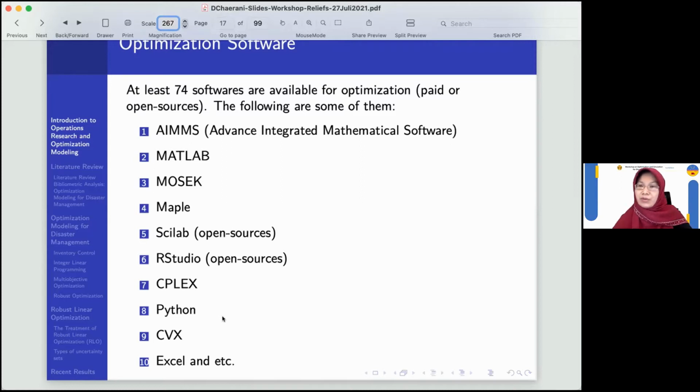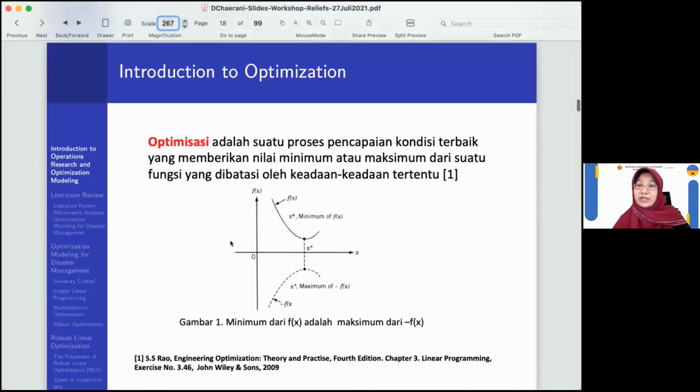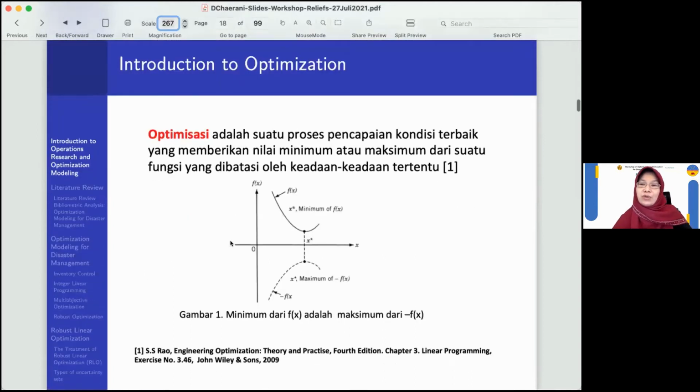With Excel, linear programming can still be done and the sensitivity analysis can be done. All of the others maybe need to be installed, and maybe they are very advanced. I am currently doing my work programs using Excel. And then with operational research, how about the introduction to optimization?